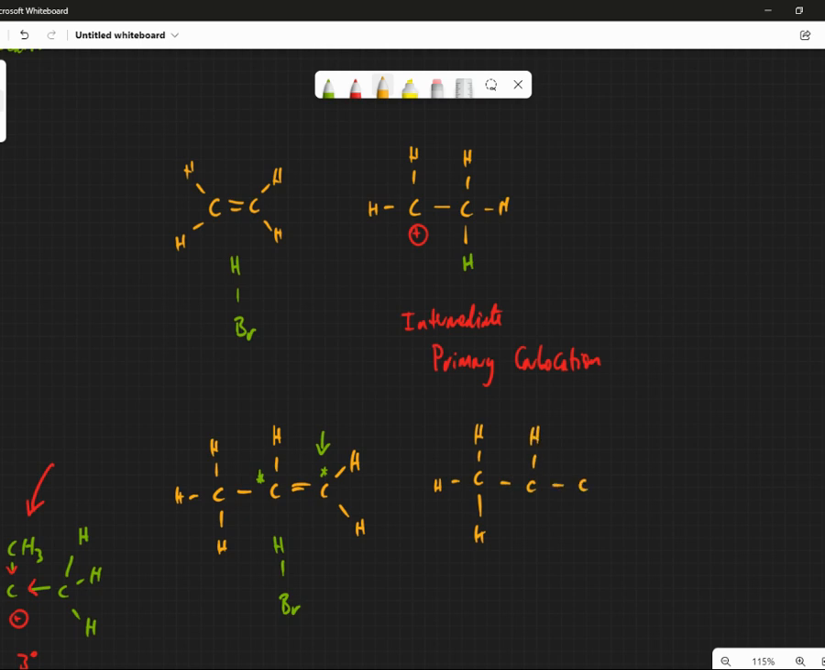Okay, so where are we there? There's the hydrogen that's added, and that means this carbon gets the positive charge.